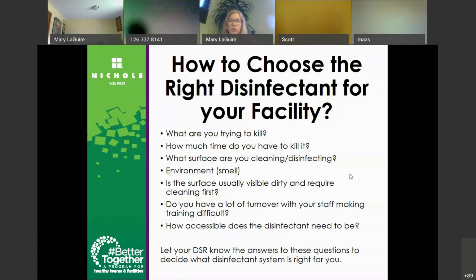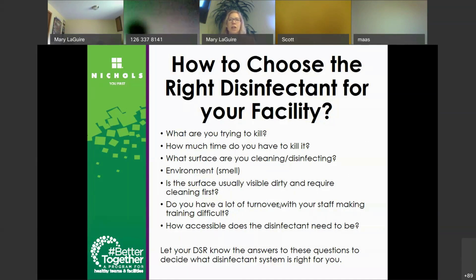Also, what surface you are cleaning and disinfecting is very important too. Is it a sensitive surface? Is the disinfectant possibly going to ruin that? The environment, the smell: all chemicals have different smells, and do you need to be sensitive to the people around you that you're using it? Is the surface visibly dirty often and require cleaning first? Important to look at. And then do you have a lot of turnover with your staff, making training difficult?